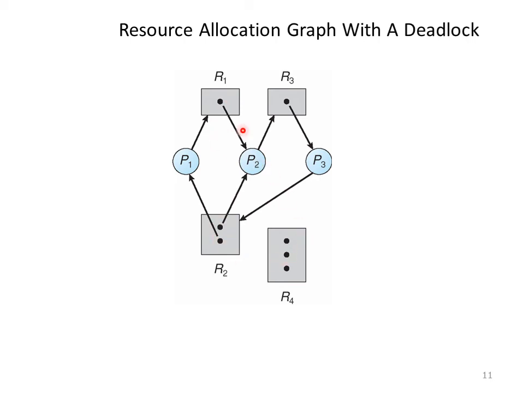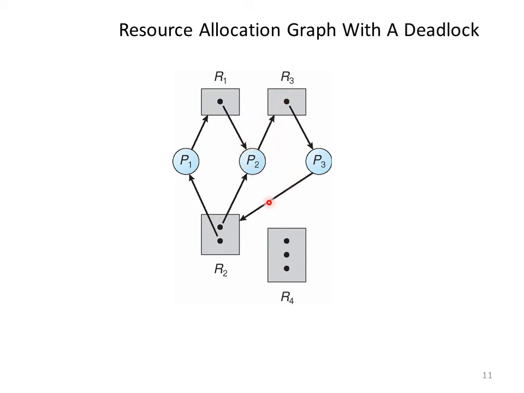First condition holds good. Second is hold and wait. P2 is requesting for R3 which is assigned to P3. So P2 is waiting for P3 to release the resource R3. It is already having R1. So hold is R1, waiting for R3. Hold and wait is seen here.